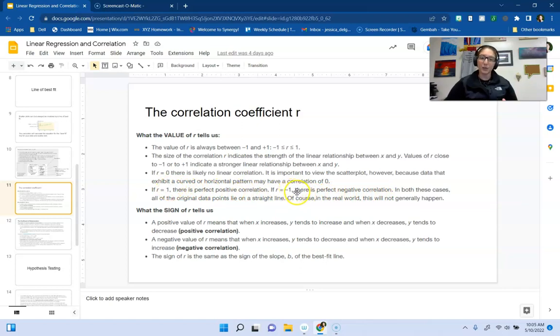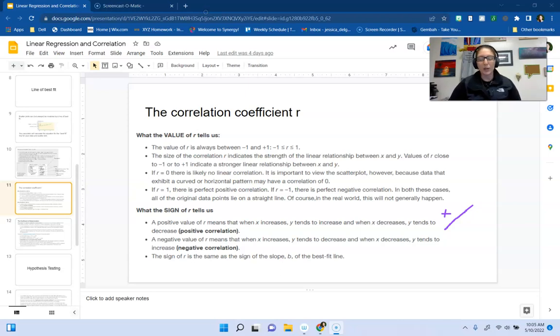You could get stuff really close, but this is like a perfect negative relationship, and that's a perfect positive relationship. So positive R means that when X increases, Y increases. So as a visual, a positive strong correlation will look like that. So if R is positive, your scatter plot generally tends up and to the right.